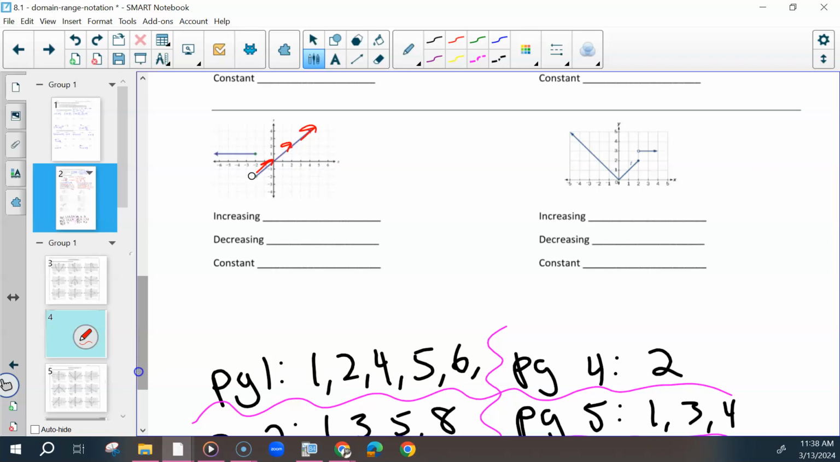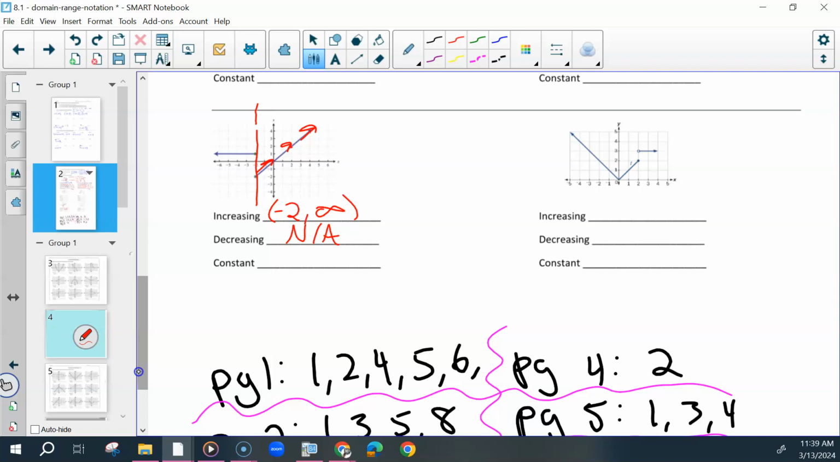I feel like this was an open circle, so we're going to do parentheses. It starts at -2 and stops increasing where? Positive infinity. We keep going. Is there anywhere where your y values are going down? No. So it's not decreasing at all.